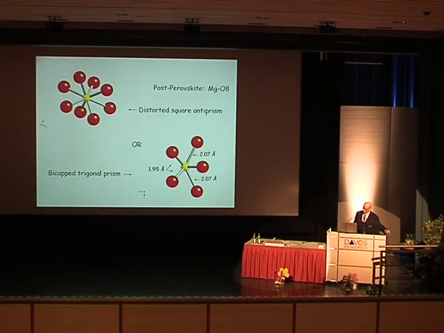Now, I said people don't really realize that it's a trigonal prism. This is a bicapped trigonal prism in post-perovskite. And you see it has 6 short distances of 1.95 and 2 long ones of 2.07. You can also look at it as a distorted square antiprism, but that's really not the symmetry. This is the real symmetry of that site.